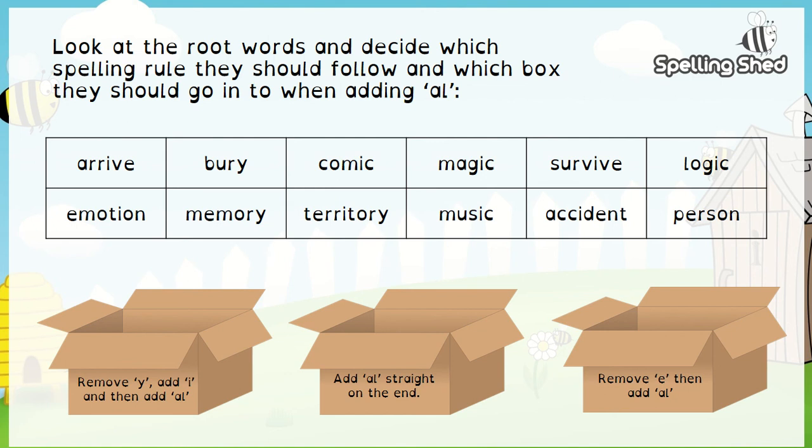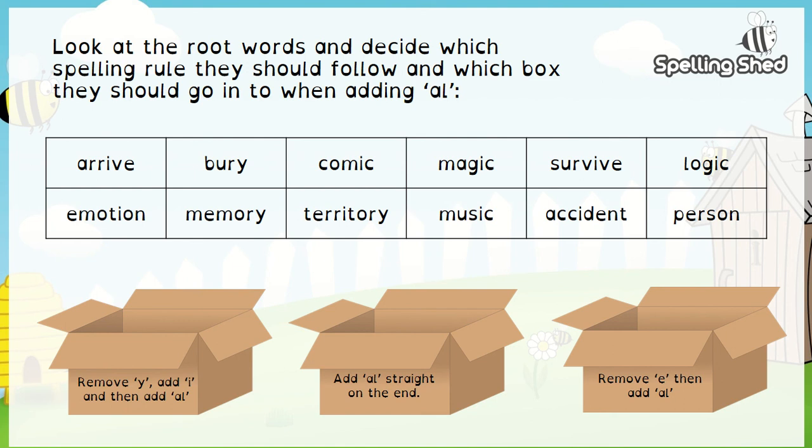For example, I'm looking at the first one, arrive. Okay, and that's going to change to arrival. Now it ends in an E, so I'm going to have to put that in the last box here. So we need to remove that E before we add AL to make the word arrival. So pause the video now, have a go at your activity, and then play the video once you're ready to check your answers.